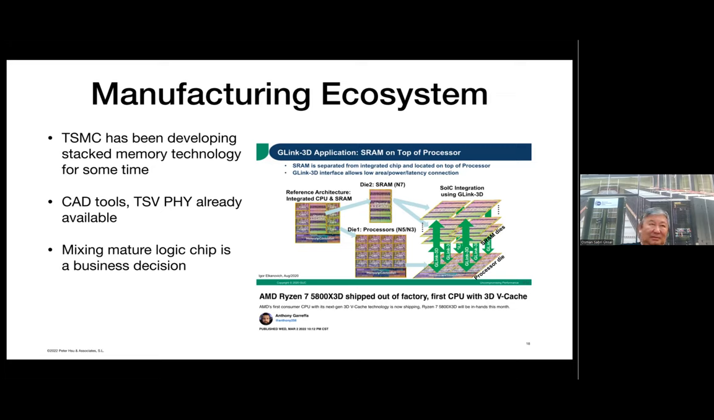It's not cheap, but it's available. The CAD tools, the TSVs, and all this stuff exist. Now, whether they want to mount these advanced memory chips on a mature logic process chip is a business decision. You need to convince them that they'll make money. So it's not a technical problem.